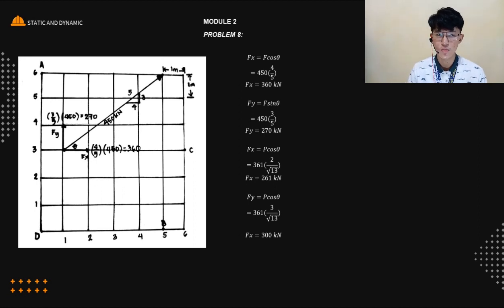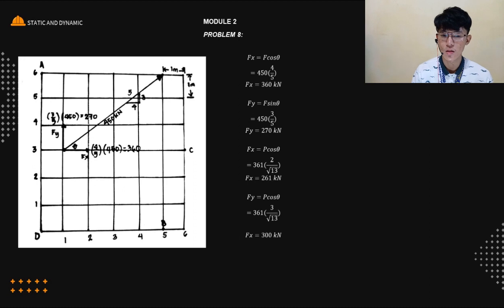So, para sa ating unang force, f of x equals f cosine theta. So, makukuha natin is 450 times 4 over 5. So, yung unang f of x ng ating unang force is 360 kN. And next naman po ang kunin is yung f of y. So, f of y equals f sine theta. So, 450 times 3 over 5. And makukuha po natin f of y is 270 kN. So, nakuha na po natin yung x and y component ng unang force.